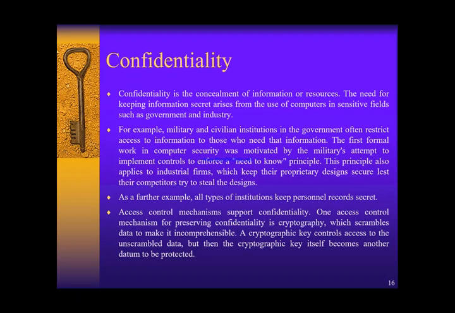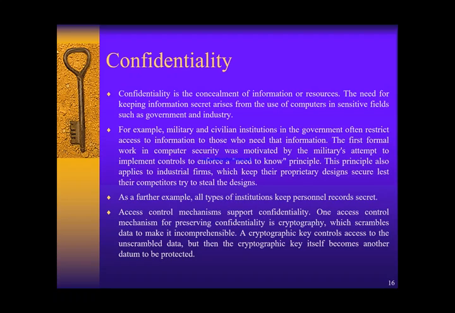See, the first one is confidentiality. Confidentiality is the concealment of information or resources. The need for keeping information secret arises from the use of computers in sensitive fields such as government and industry. For example, military and civilian institutions in the government often restrict access to information to those who need that information.